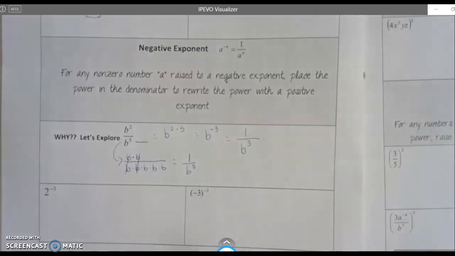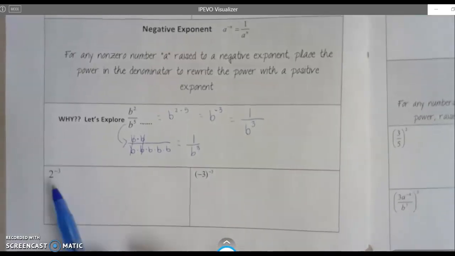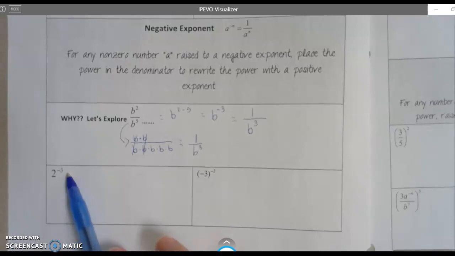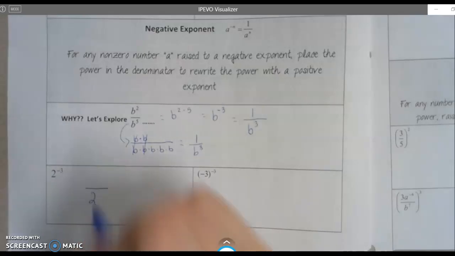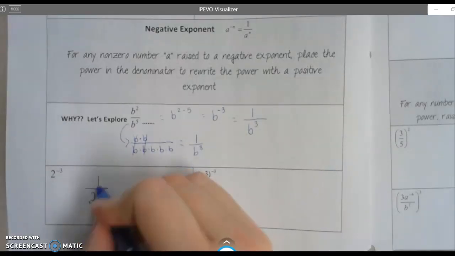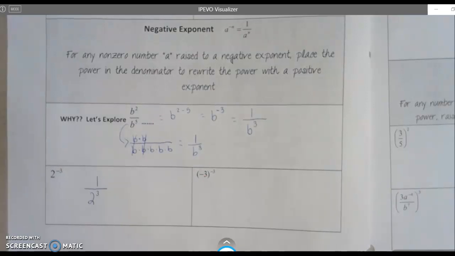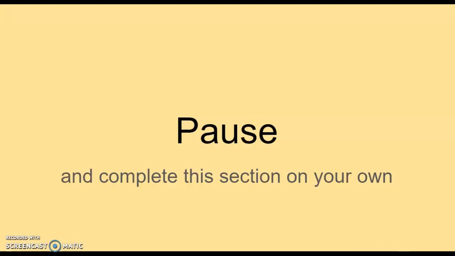Now you can use the shortcut to do these, such as 2 to the negative 3. Right now the exponent is negative, so we are going to put it in the denominator and the exponent becomes positive. And then don't forget there's automatically a 1 in the numerator if you don't already have something there. Go ahead and pause and complete the remaining problem on your own of negative 3 to the negative 3rd power.